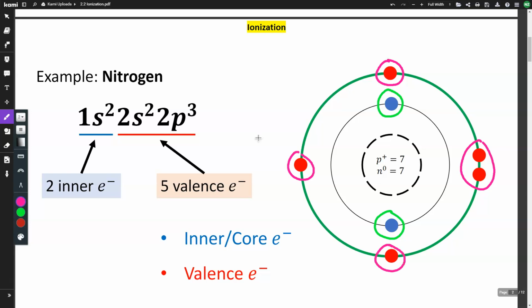And if you look at the electron configuration, this goes to the second energy level. So we have 2s and 2p. If we add those 2 exponents together, we get 5, which corresponds to the 5 electrons that are in the outermost energy level. Those are the valence electrons. So we are only concerned with the electrons in the outermost energy level when we're talking about ionization.